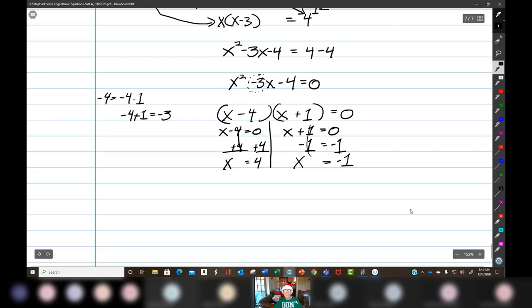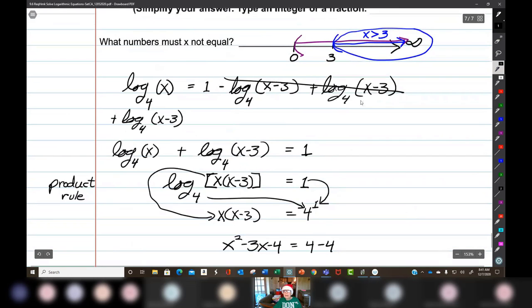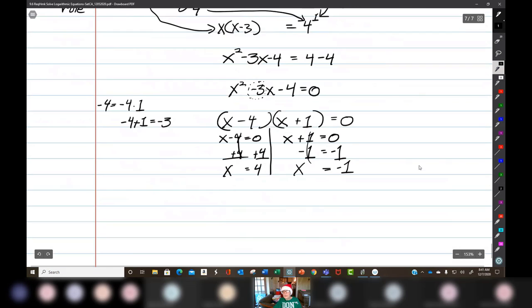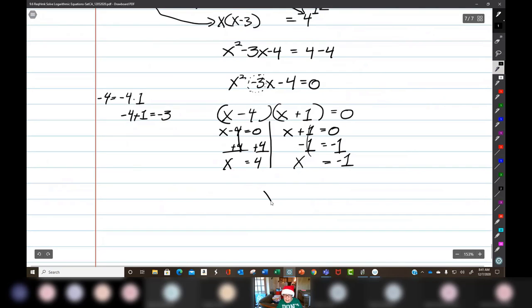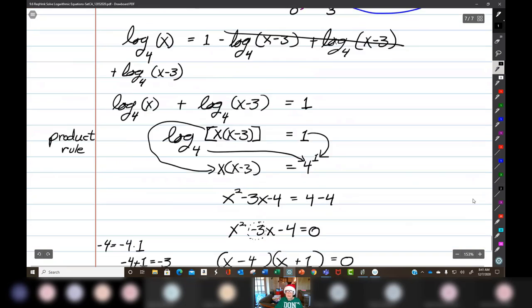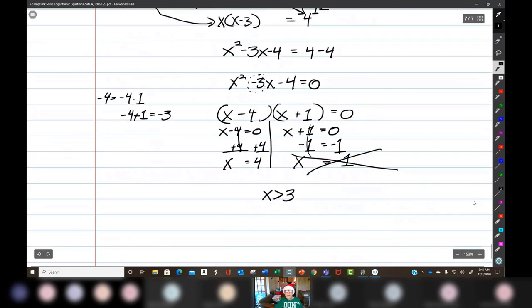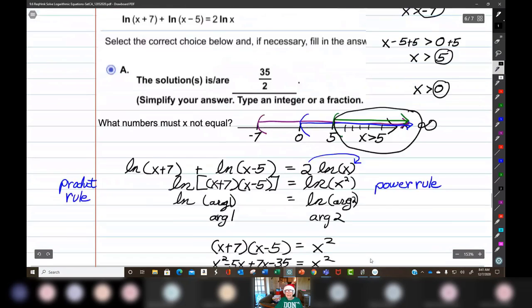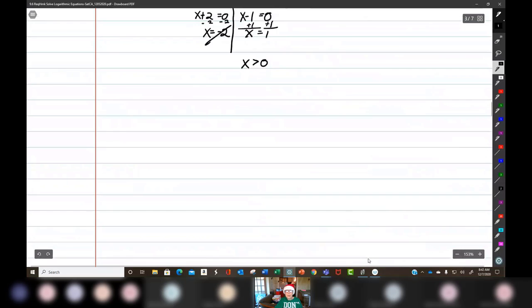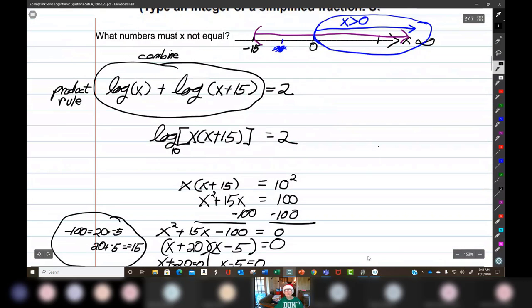Now go back and look at the domain. Don't trust yourself to remember it. X is strictly greater than 3, so x has got to be strictly greater than 3 for any acceptable answer. Negative 1 is not strictly greater than 3. Goodbye, negative 1. 4 is strictly greater than 3. It's always been greater than 3 as long as I've been alive. So that, ladies and gentlemen, is solving a logarithmic equation. There are two methods. Get them down before the final.